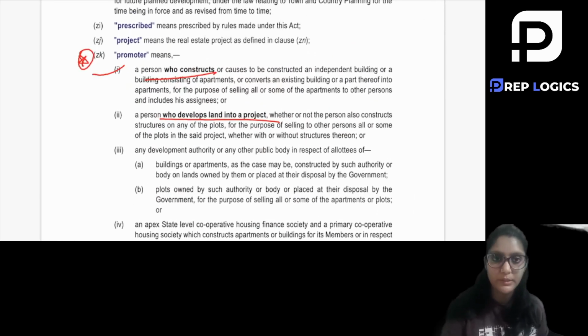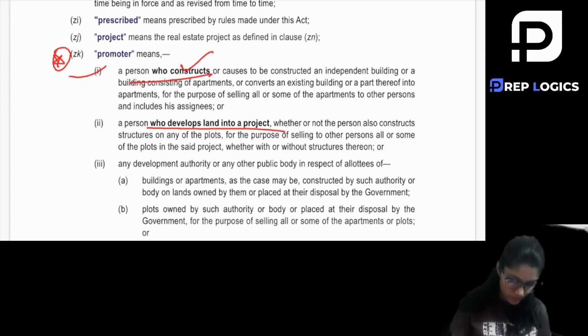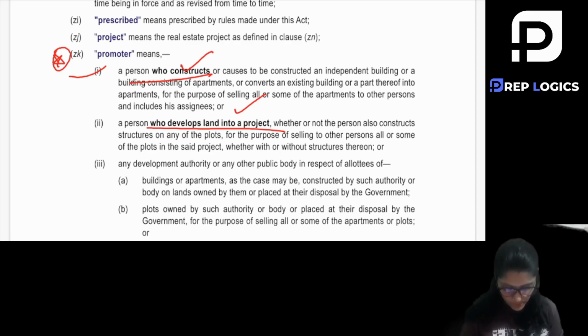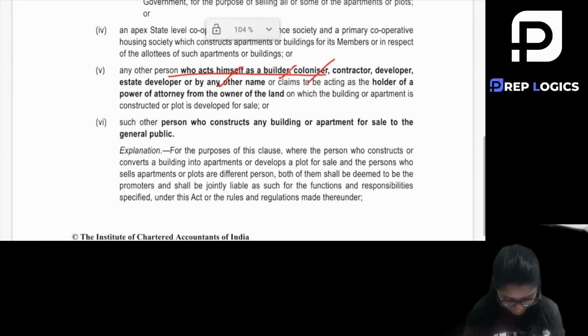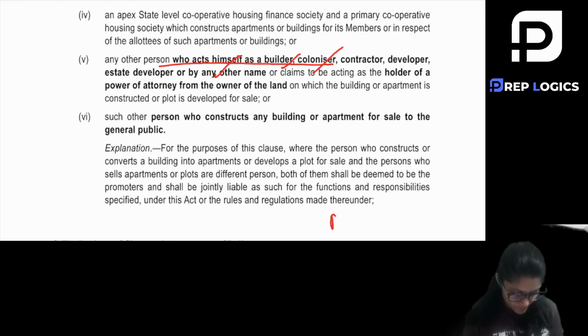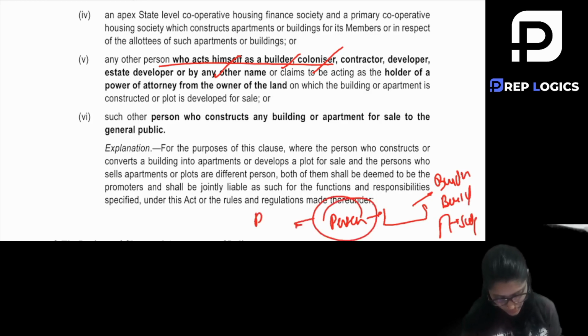Now promoters, I have already told you, these are the builders who actually build the project, who actually construct, who develop the land into the project, who act himself as building colonizer, etc. Suppose a person has owned some land and he has given it to some other builder to build the apartment over it and later on sell it. So is this person also known as promoter? Yes, this person can also be known as promoter. Once you read it, you will be able to understand.